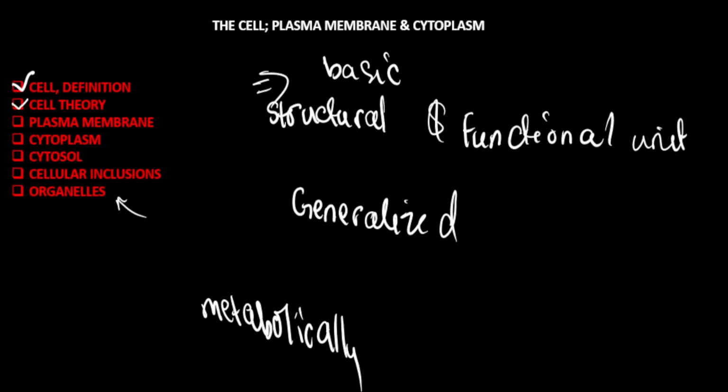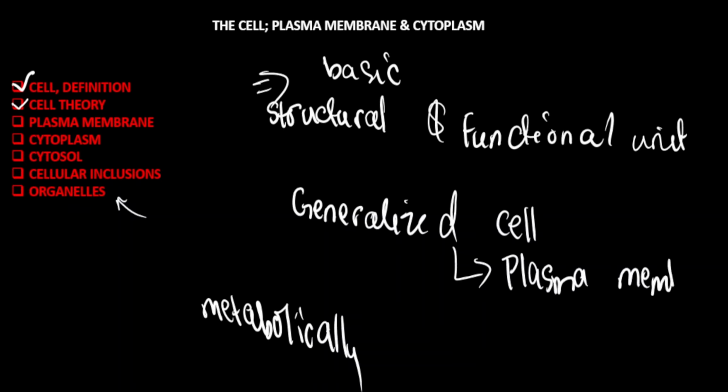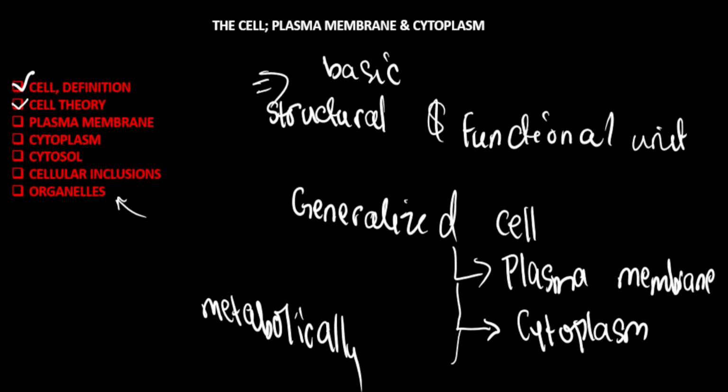In this video, of course, we'll be considering a generalized cell. And a generalized cell has three major parts. A generalized cell has the plasma membrane. This is sometimes called the cell membrane or the plasma lemma. It also has the cytoplasm, and lastly it has the cell nucleus. These are the three major parts of a generalized cell. However, for this video, we'll be considering only the plasma membrane and the cytoplasm. In a subsequent video, we'll discuss the cell nucleus in detail.